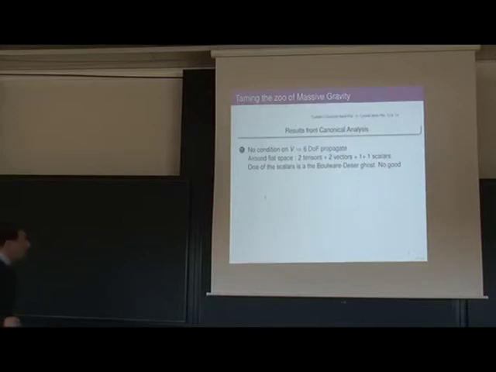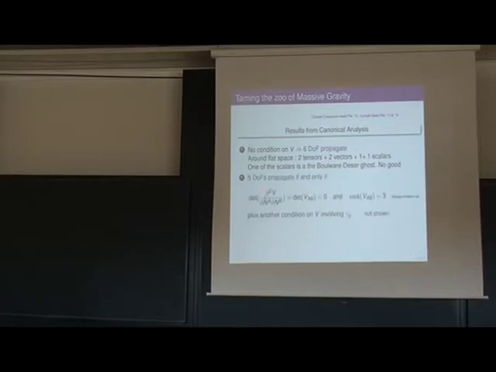Now, the results from the canonical analysis are the following. If you don't impose any condition, so you just take a random potential, when you do the canonical analysis, you get that 6 degrees of freedom propagate. This is, in a sense, well known, the old result by Boulware et al. And actually one of those 6 degrees of freedom around flat space is a ghost. So in a sense, we need more. We cannot simply plug in a random potential.